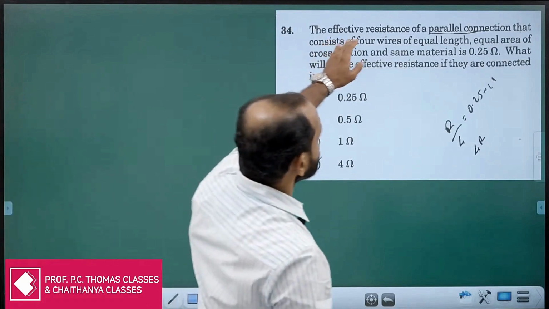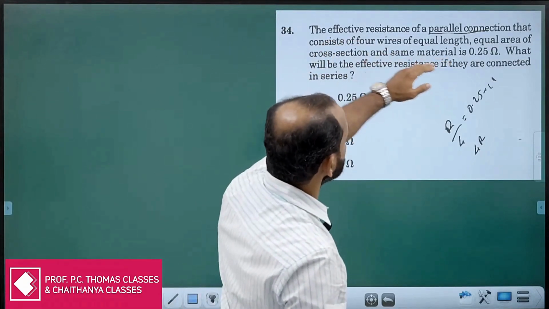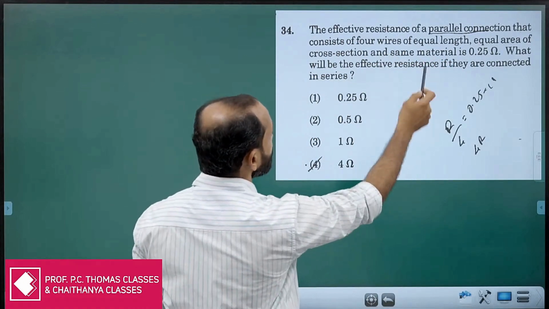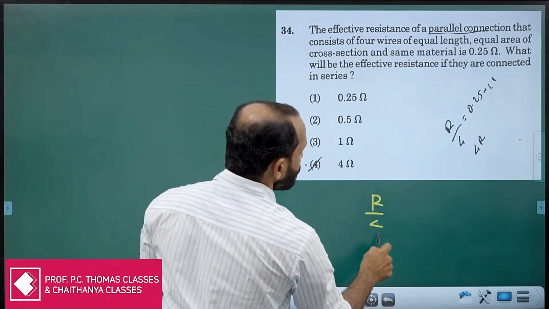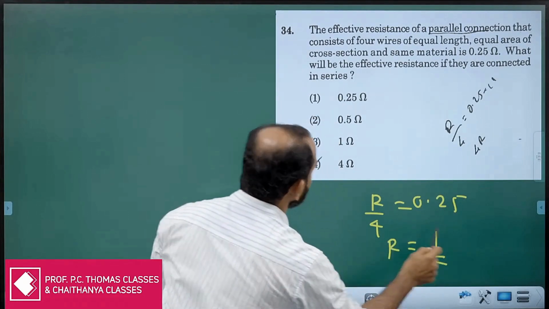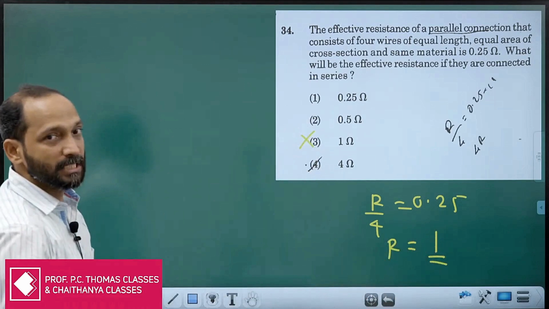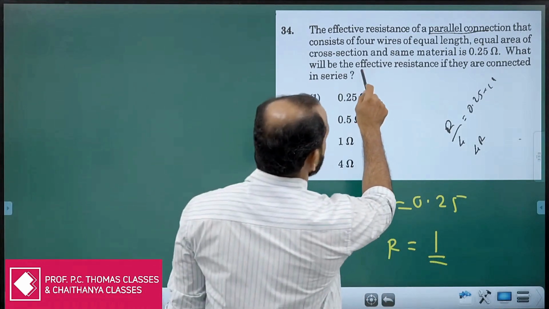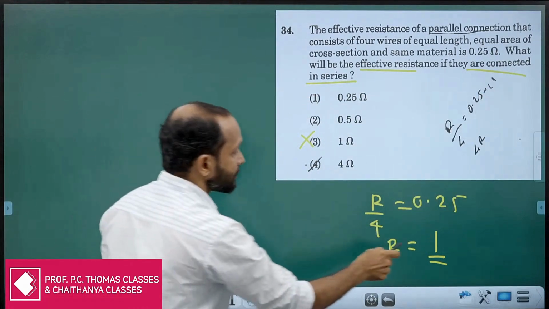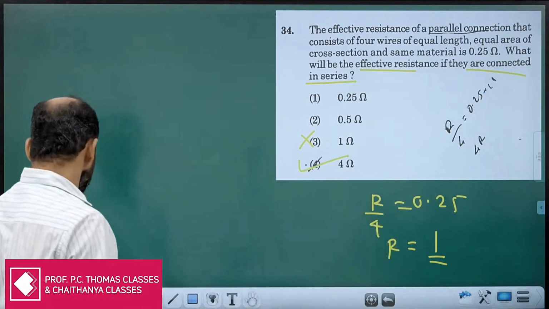Next one. Effective resistance of parallel combination is 0.25 ohm. There are 4 wires of equal length and equal area. That is R by 4 is equal to 0.25, R is equal to 1. Don't be hurried to put 1, because that is wrong. Why? Because if they are connected in series, all the 4 are to be connected in series. So 4 ohm is the right answer.